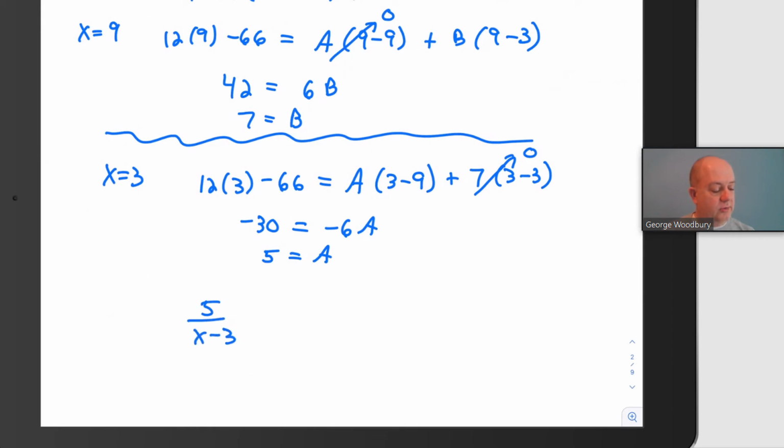So our partial fraction decomposition, I would put in 5 for A, 7 for B: 5 over x minus 3 plus 7 over x minus 9. That is the partial fraction decomposition of 12x minus 66 over x squared minus 12x plus 27.